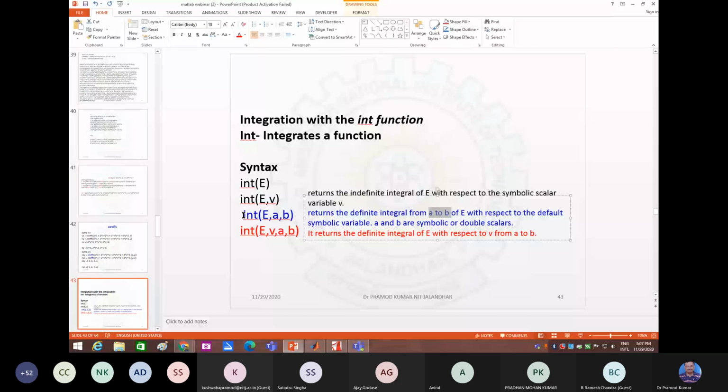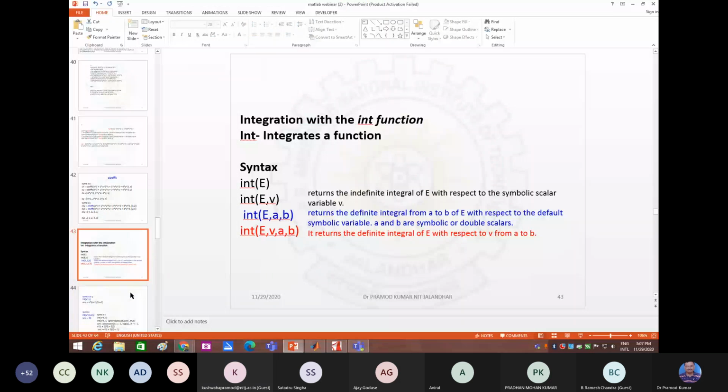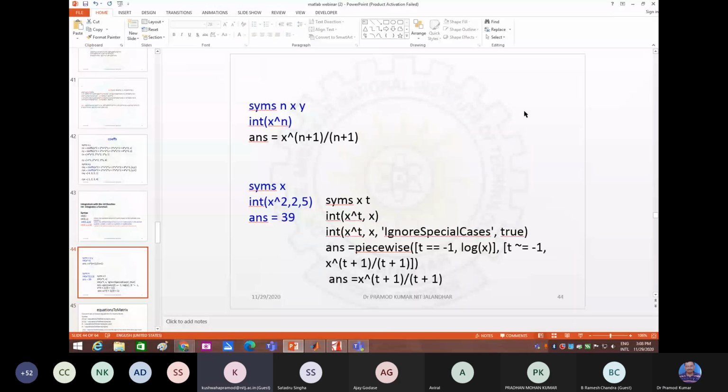Here, whatever is e will be integrated with respect to b, and then this limit will be put. This is the integration command. We use integration and differentiation at the different junction to find out the solution of the equations. Let us see here integration and differentiation.